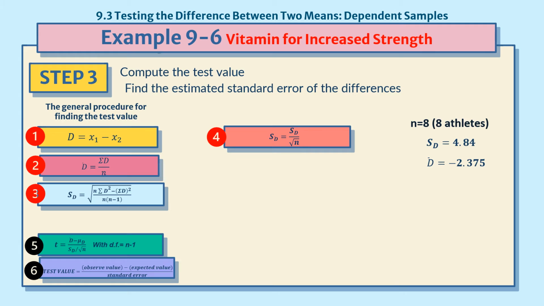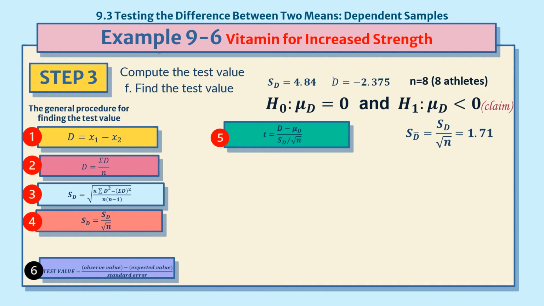So next step, step F, find the estimated standard error of the differences. We have this formula. S sub d bar equals S sub d, or the standard deviation of the differences, over the square root of n, where n is 8 and our S sub d is 4.84. So we substitute. We have 4.84 over the square root of 8. And now the value of the estimated standard error of the differences is 1.71.